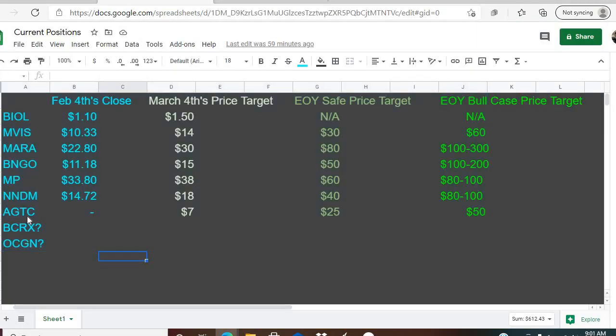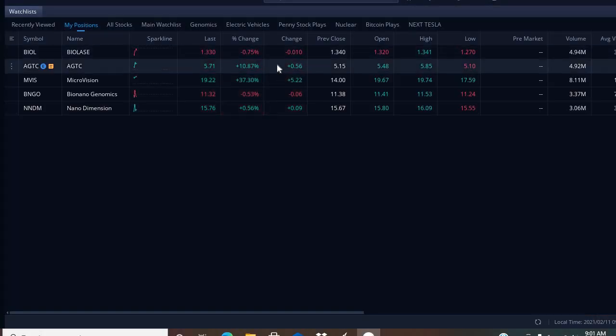But current positions. Let's take a look at current positions. AGTC, I am currently holding. Let's take a look at how we're doing currently. We're up 10% on the day. Yeah, I'm still holding. We were up like 40 to 70% on this pre-market and after hours. I held through it. I did think there was going to be more buying pressure.